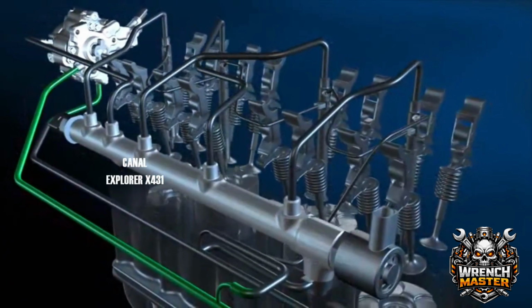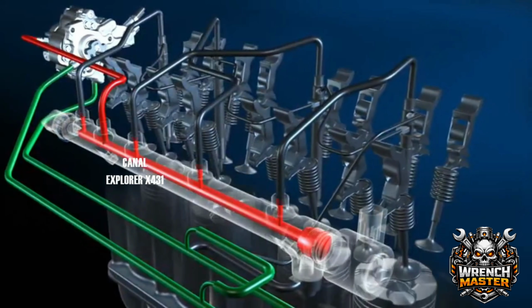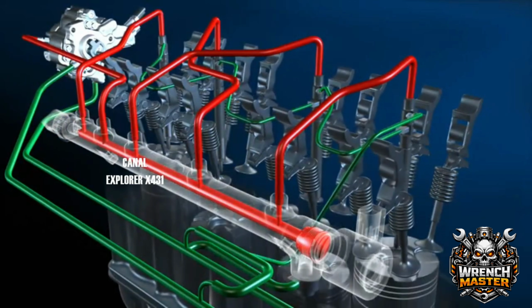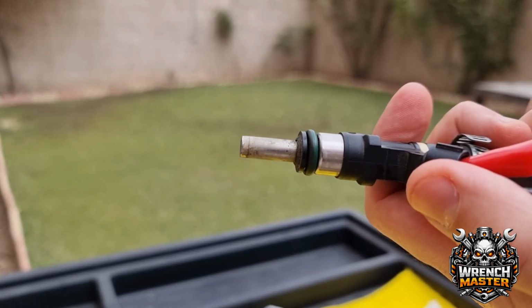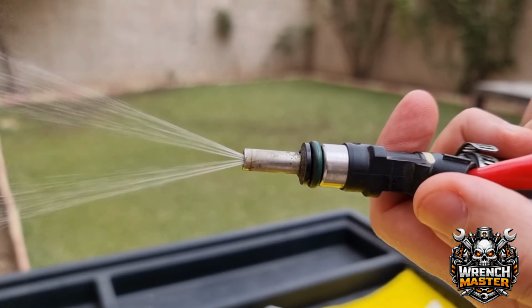Faulty fuel pressure regulator. This component regulates the pressure supplied by the fuel pump to the injector rail. When this component fails, the injectors can deliver more fuel than normal, causing excessive fuel consumption.